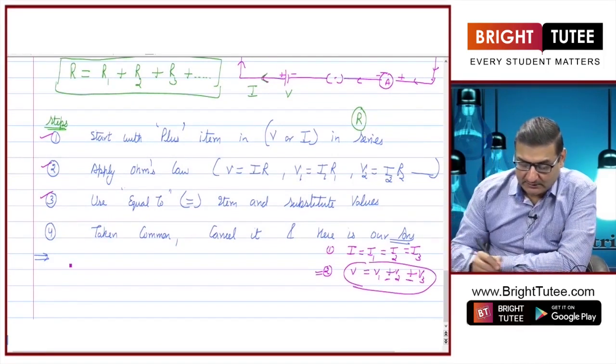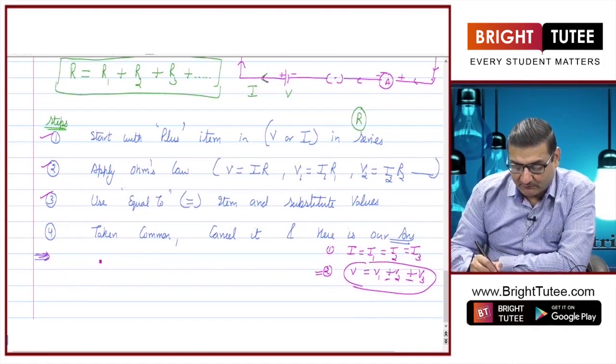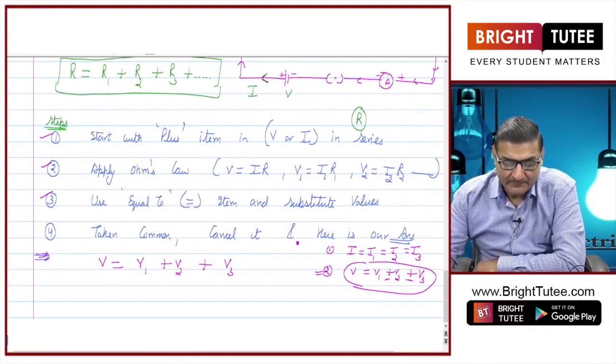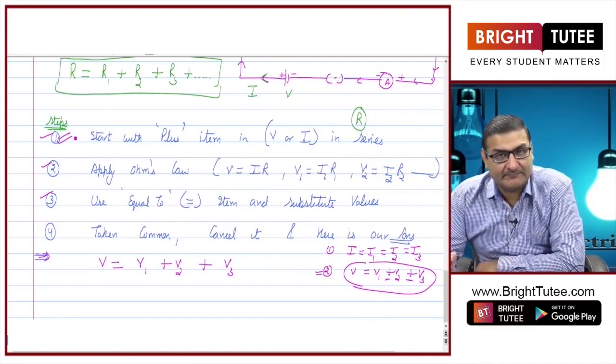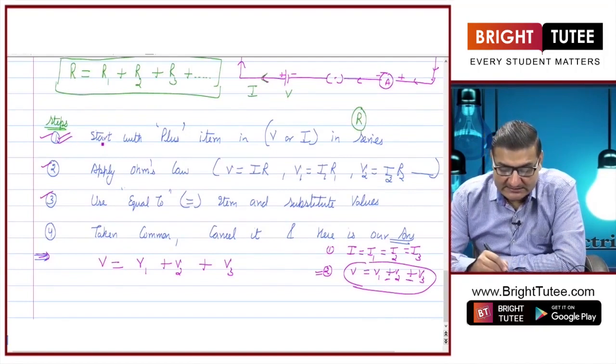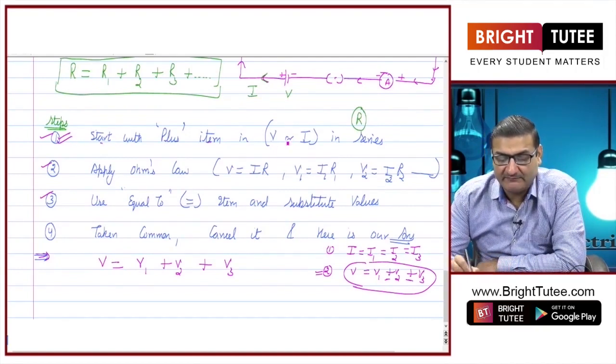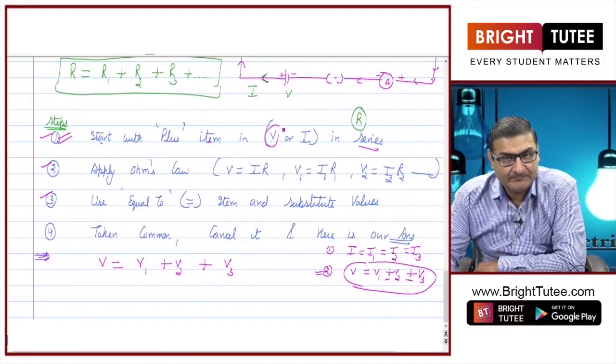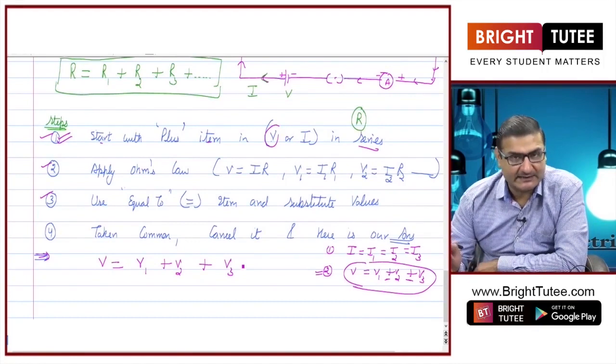Now, as per our conclusions above, we know that in series V is equal to V1 plus V2 plus V3 and so on, right. This is my first step. Now you have understood. Start with plus item in V or I, whatever it is. In series, it's V which is in plus item, right? So I'll start with plus item.